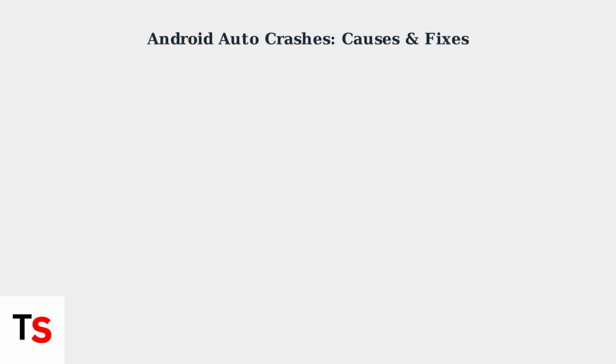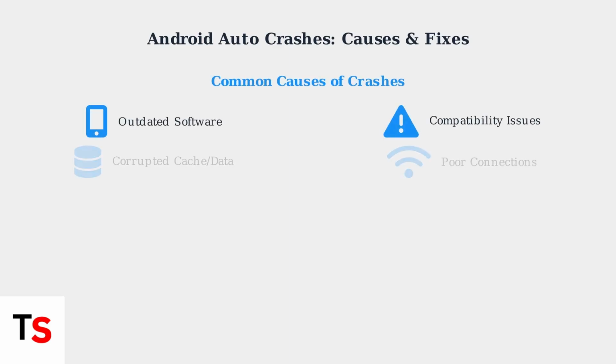Android Auto crashes can be frustrating, but understanding the common causes helps us fix them quickly. Let's explore the main reasons why Android Auto crashes and how to resolve these issues. The four main causes of Android Auto crashes are outdated software on your phone or car system, compatibility problems between devices, corrupted app data, and poor wired or wireless connections.